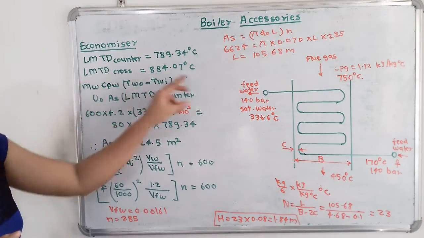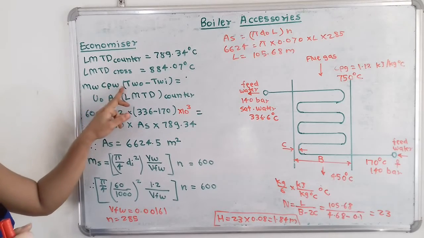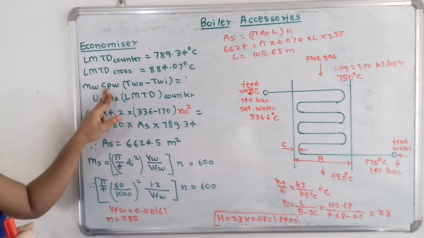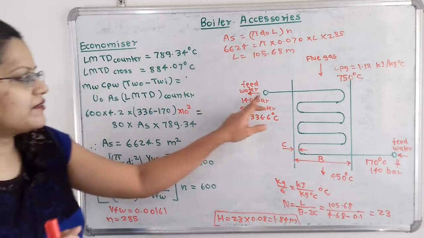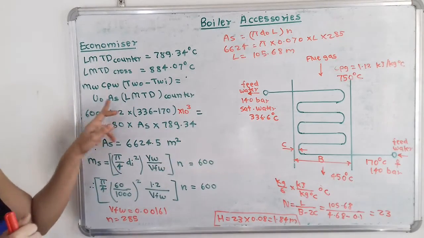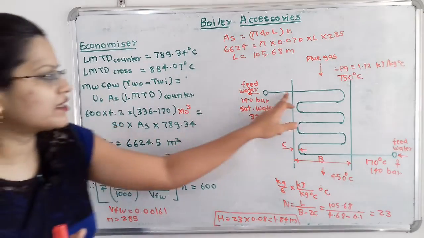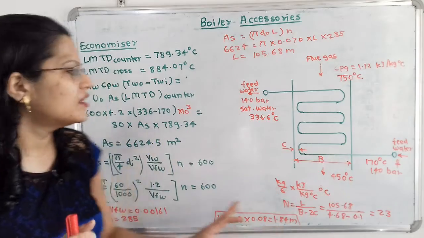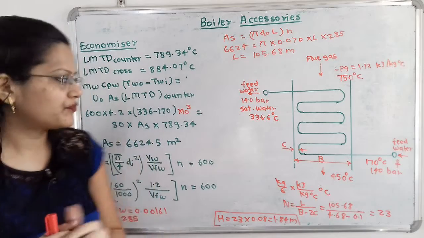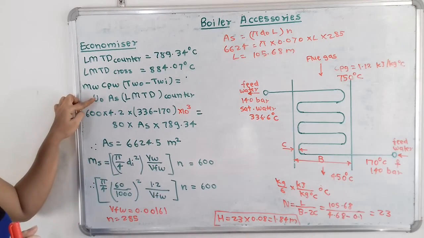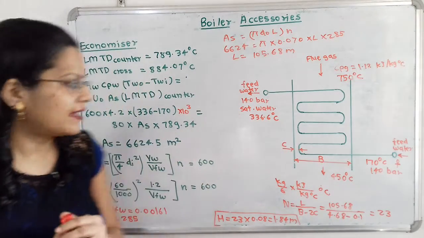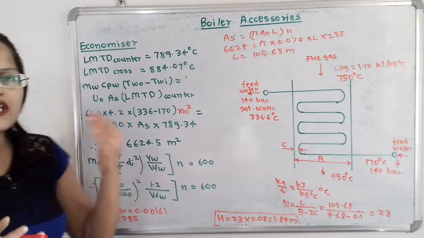So here we will use the same formula, that is m_w C_pw (T_w2 minus T_w1), that is the mass flow rate of water, specific heat of water, and the temperature difference of feed water from the outlet and inlet, which is equal to overall heat transfer coefficient into surface area. So here this is the total surface area of the coils multiplied by log mean temperature difference for the counter flow. Now here if we observe, this value of overall heat transfer coefficient is given in watt, and we have calculated this value in kilojoule per second.